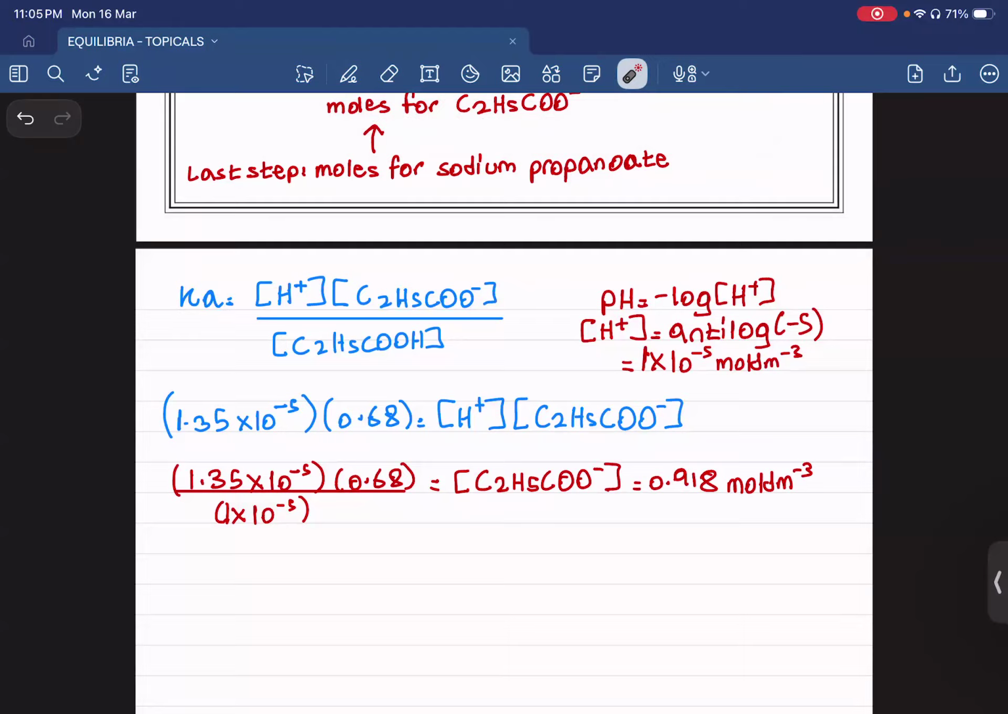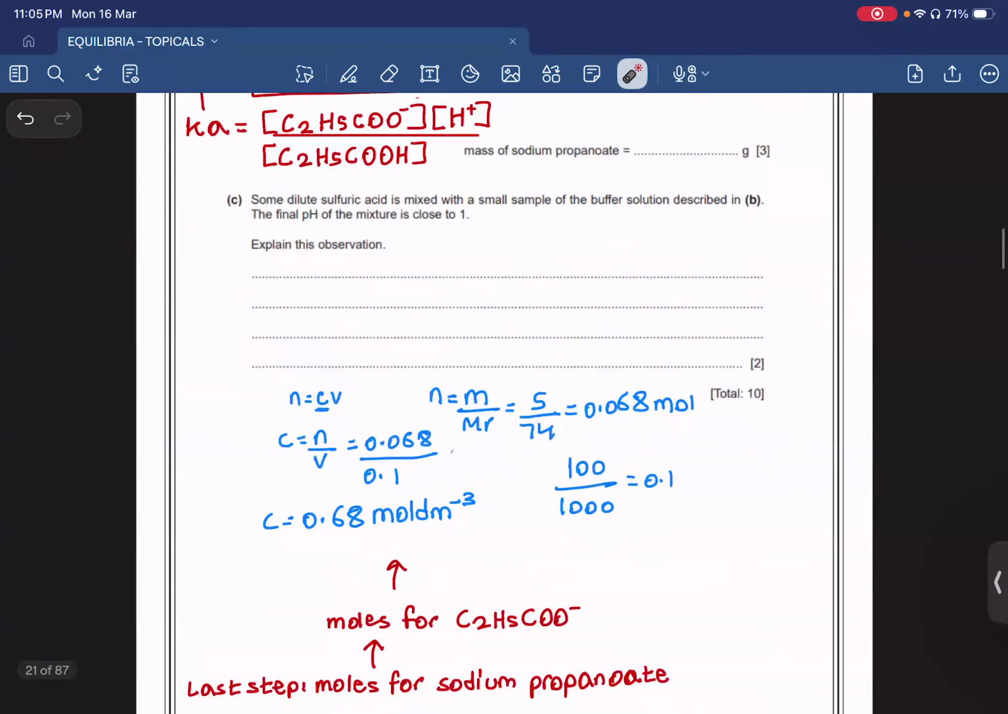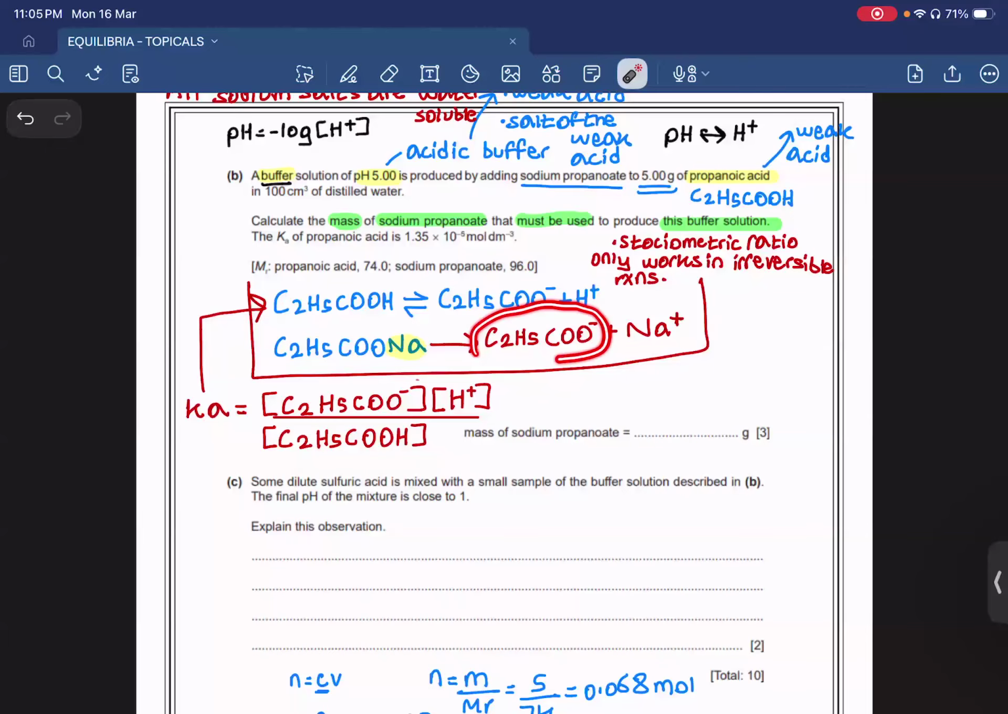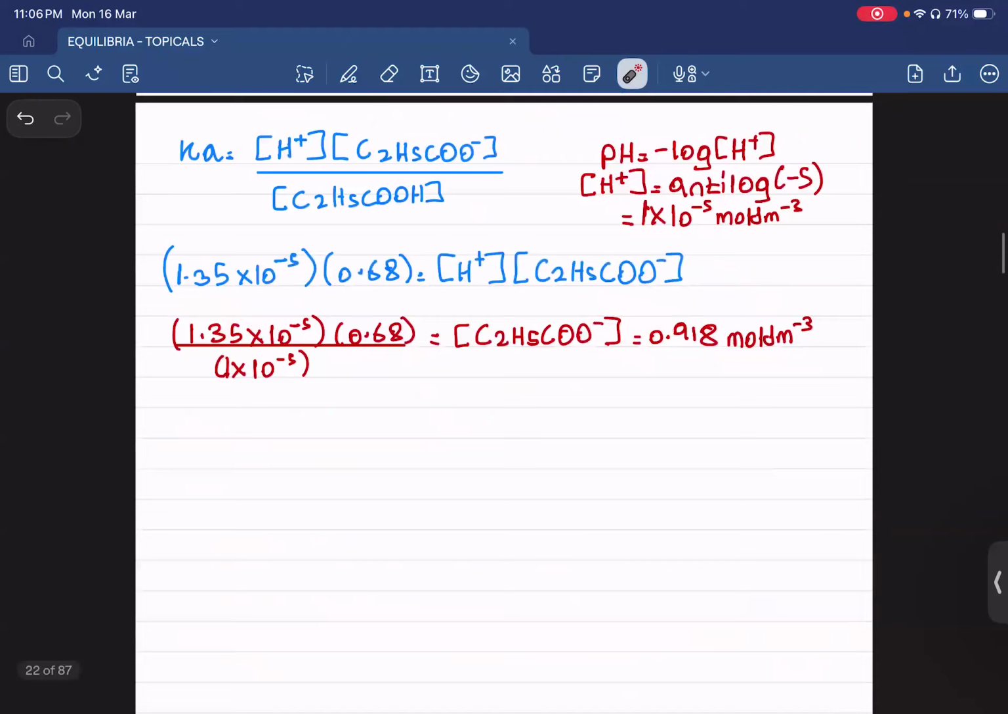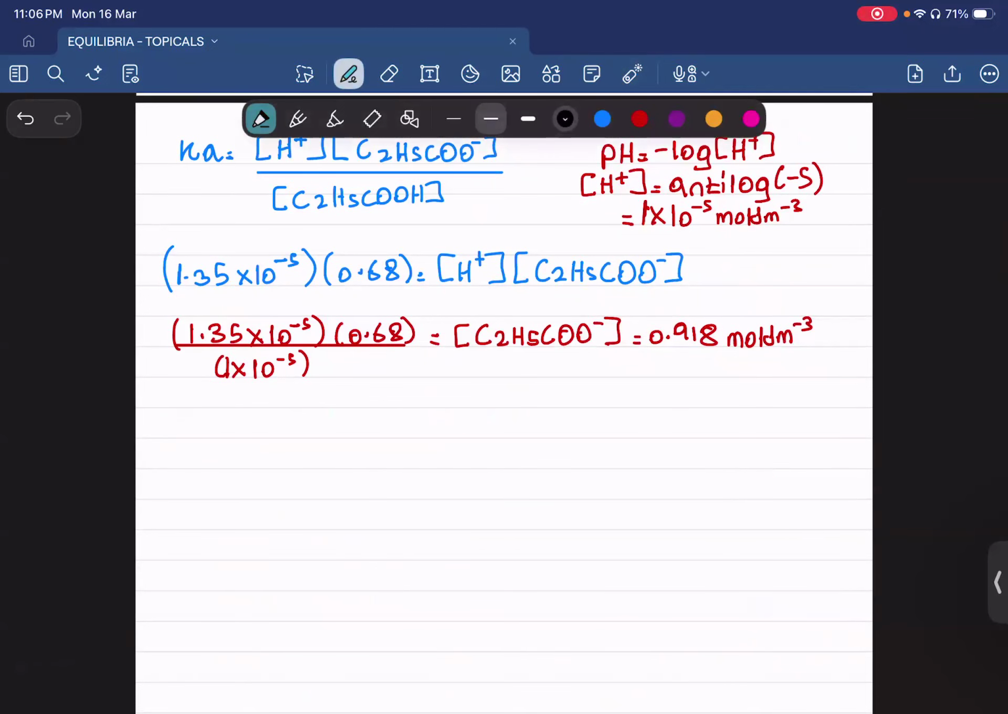Now, you have the concentration of this ion. If you have the concentration for this, can you convert this into moles? Yes, we can, because if you remember, we talked about stoichiometric ratio. This stoichiometric ratio only works if you're using moles. You can't really do this for concentration. So we need to convert the concentration into moles first. So this becomes N equals CV.